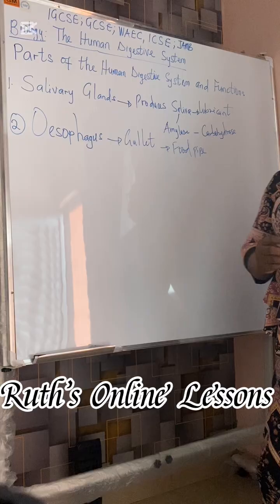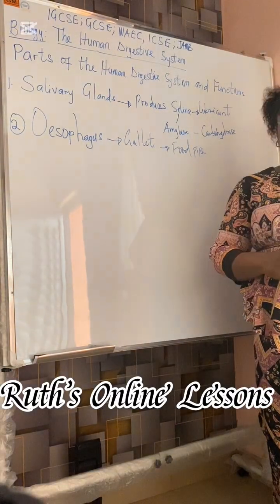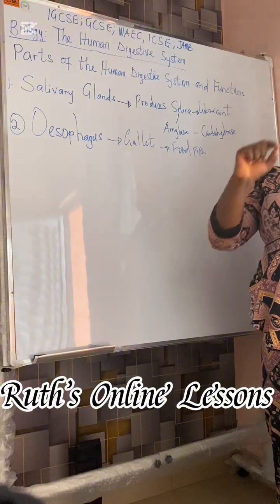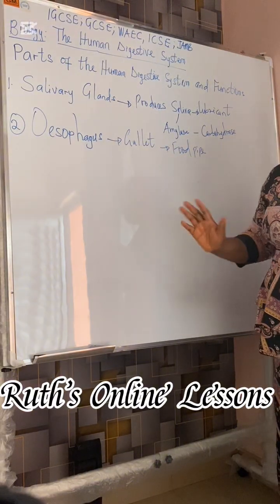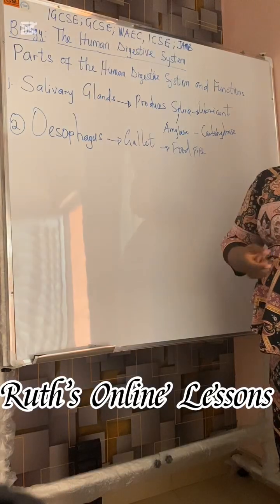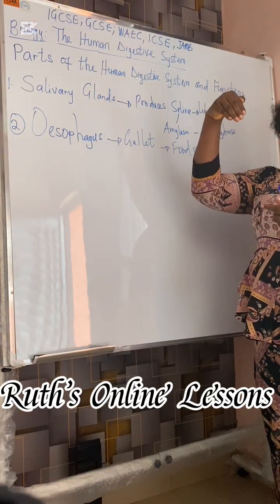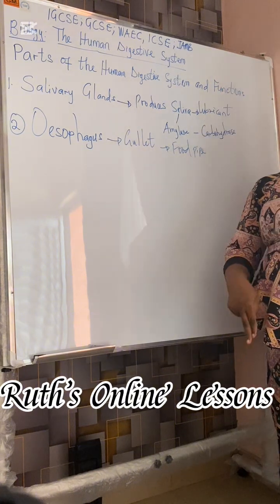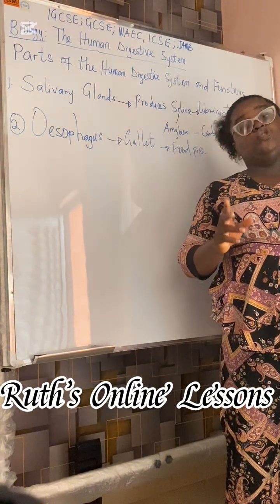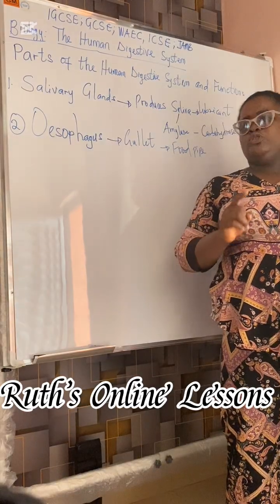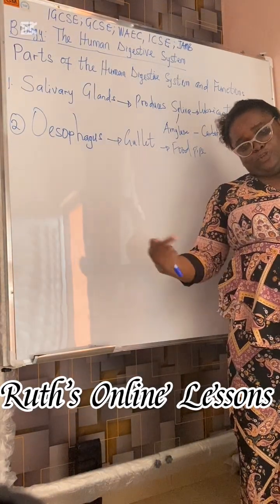Look at the picture. That long tube is about 20 centimeters long. It's called the oesophagus. There are other names to call it: gullet, food pipe. It is called food pipe or food tube because food goes through it. This oesophagus is found between your mouth and your stomach. So that means the oesophagus is a connector. It connects your mouth to your stomach.